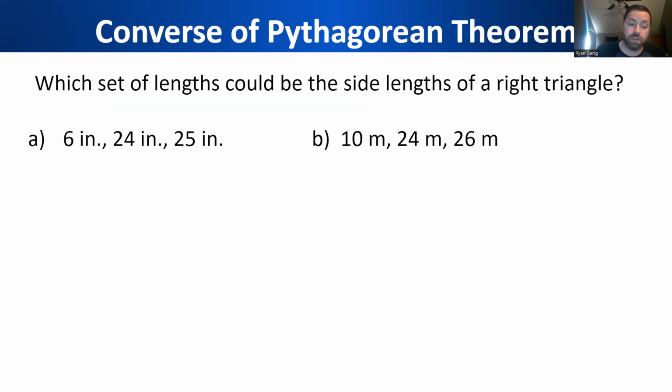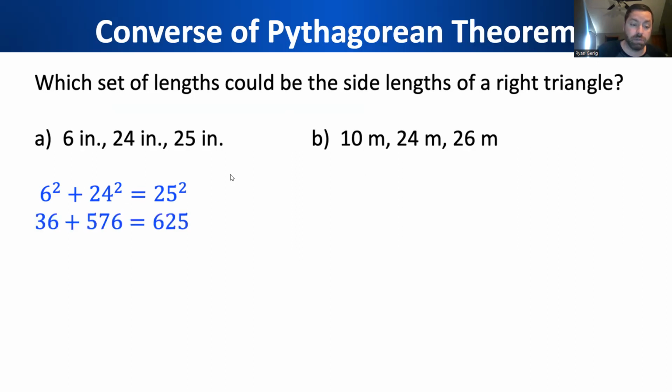6, 24, and 25. If I put that in for a squared plus b squared equals c squared, I get 6 squared plus 24 squared equals 25 squared. The biggest side has to be the one that's by itself. You need to make sure you see that. So I just see, are the two sides equal? Well, 36 plus 576 is 612, which is not the same as 25 squared or 625. Since they're not the same, this is not a right triangle.